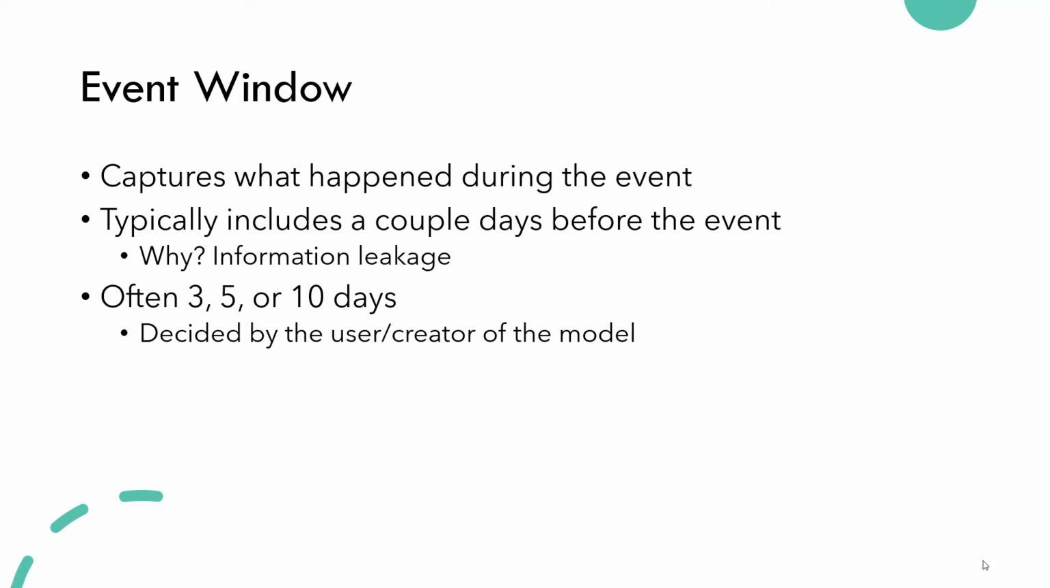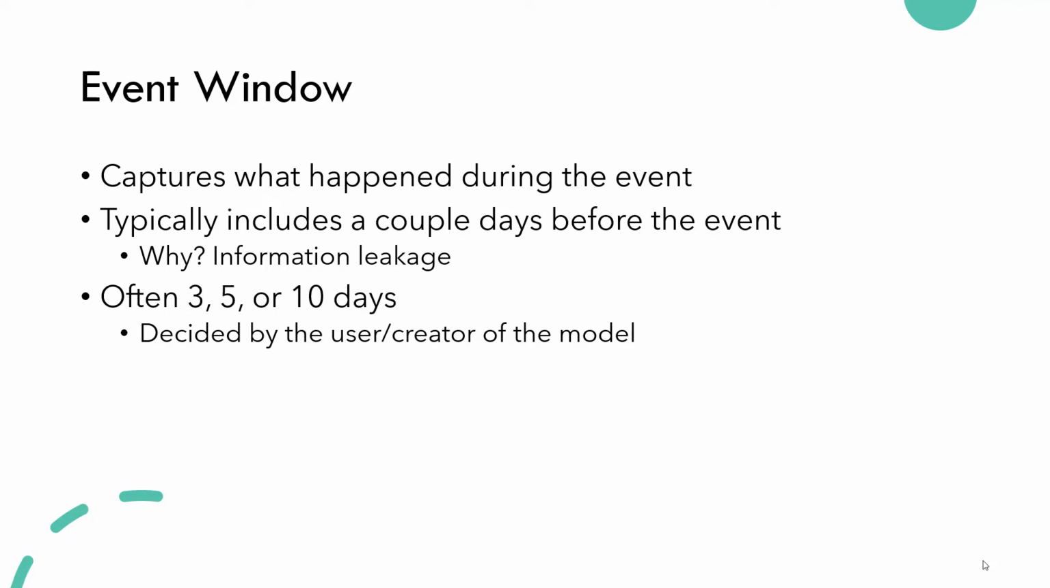So with the event window, we want to capture what happened during the actual event. Even though the event or the announcement will happen on a certain day, we typically look at a couple days before and after the event. Why is this the case? Well, we'll typically look at a day or two before in case information is leaked out. So this is private information. The market shouldn't anticipate it, but a lot of times information can leak out and start being incorporated into the market. So we'll want to account for that stuff immediately surrounding the event.